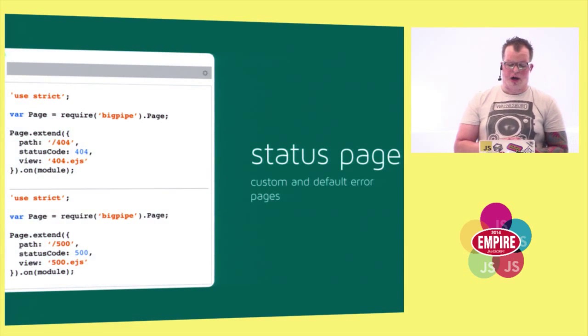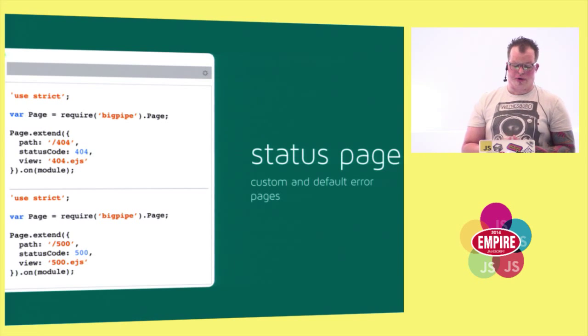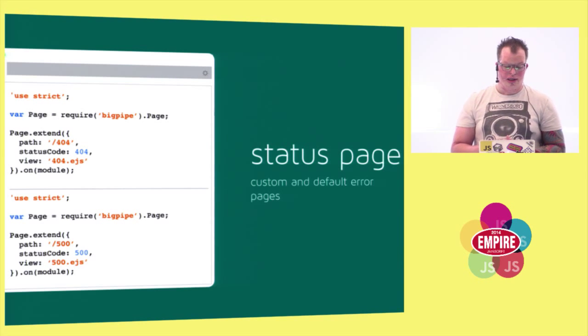One other thing that we allow is really simple status pages. The only thing that you have to do is define a page that responds to 404 requests using the 404 path, or 500 requests using the 500 path, and we automatically just display this page when an error pops up or a URL cannot be found.